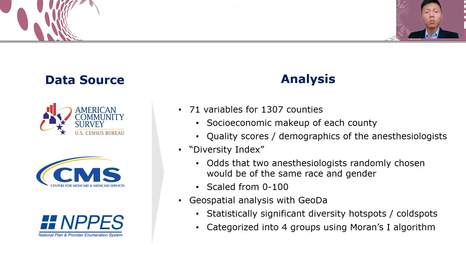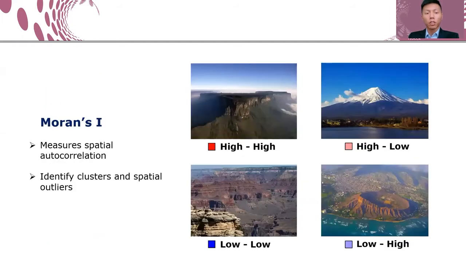And then using GeoDa, which is a geospatial analysis software, we could then categorize diversity hotspots and cold spots into 4 groups using the Moran's I method. So just to briefly elaborate, Moran's I is a spatial autocorrelation approach to visualize statistically significant clusters for a given measure, which is diversity index for our case. The null hypothesis assumes random distribution of diversity across all the counties. Then a cluster is generated if both a county and its neighbors are statistically different from the national average.